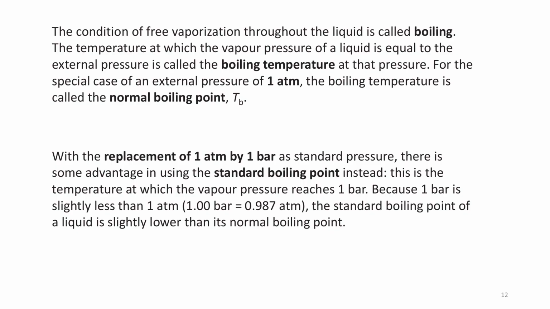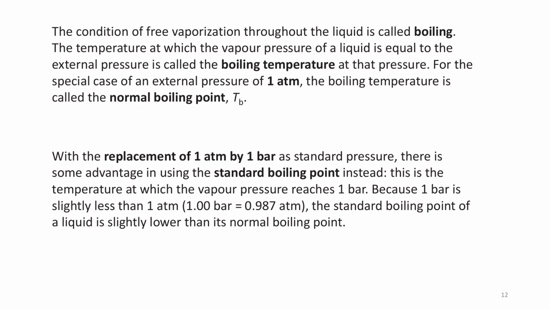Boiling occurs when vapor bubbles can form throughout a liquid. The condition is that the liquid's vapor pressure equals the external pressure. If the external pressure is reduced, equality is reached at a lower temperature. This is why water boils below 100 degrees Celsius at high altitude. At an external pressure of 1 atmosphere, the transition temperature is called the normal boiling point.